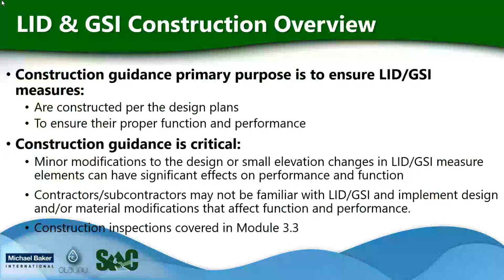Critical to construction guidance is that minor modifications to the design or small elevation changes in LID and GSI measure elements can have a significant effect on performance and function. Contractors and subcontractors may not be familiar with LID and GSI systems and implement design or material modifications that affect function and performance. Construction inspections are also a critical element, and they are covered in Module 3.3.